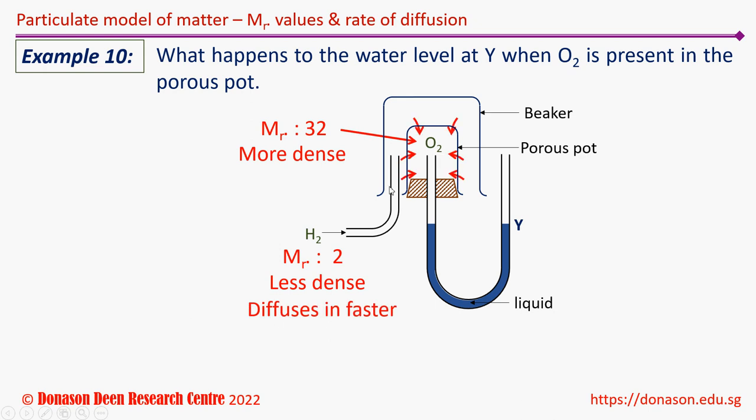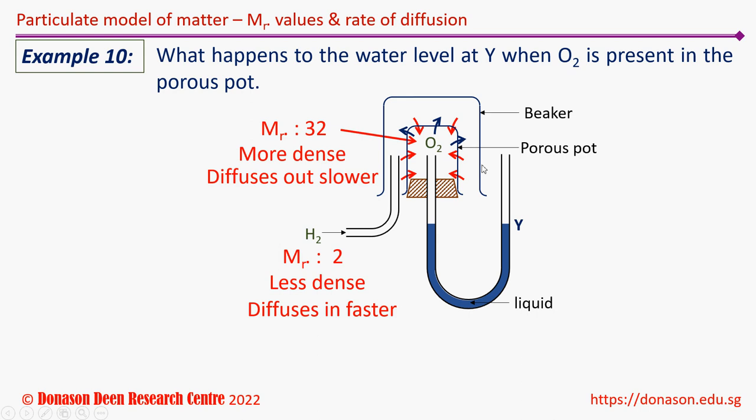So there are going to be more molecules of hydrogen getting into the porous pot. By the way, a porous pot is just a pot in which gaseous exchange can occur. There are pores around where the gases can just diffuse in and out. So inside the porous pot, we're going to get more hydrogen gas going in, and oxygen being bigger, fatter, and clumsier, they are going to diffuse out, take their own sweet time, and diffuse out at a much slower rate.